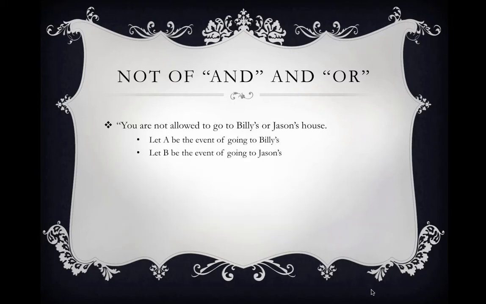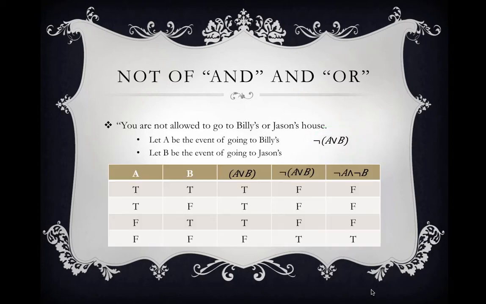Okay, let's look at the not of an or statement. Imagine your parents said to you, you're not allowed to go to Billy's or Jason's house. Let A be the event of going to Billy's house and B be the event of going to Jason's house. In a mathematical logical statement, this would be the not of A or B. Looking at truth tables, the first and second columns again take on all the possibilities: A true, B true; A true, B false; A false, B true; and A and B both false.